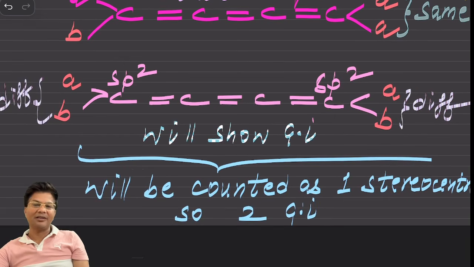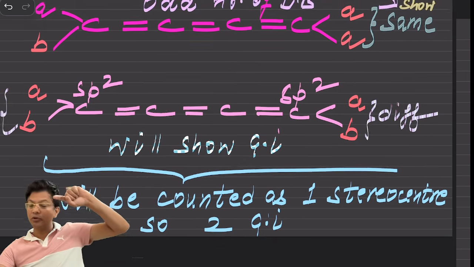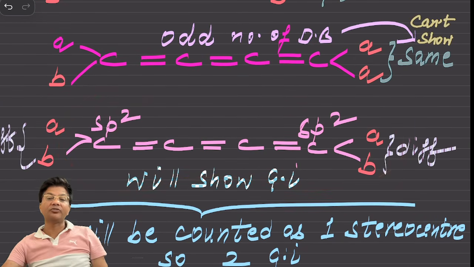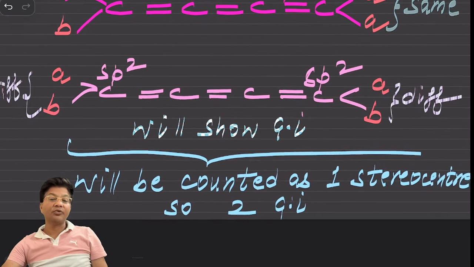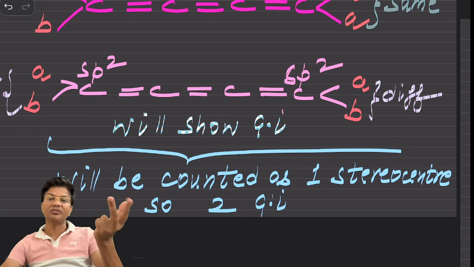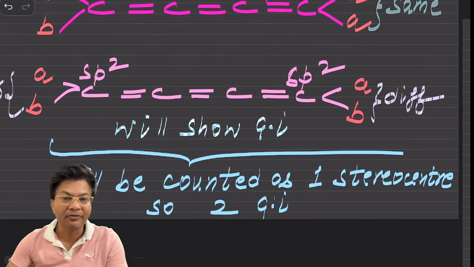I hope it's very clear to each and everyone. But from here to here, the whole will be considered as one stereo center, so there are 2 GI, one being cis and one being trans, just 2 stereo centers. I hope everyone, is it clear?